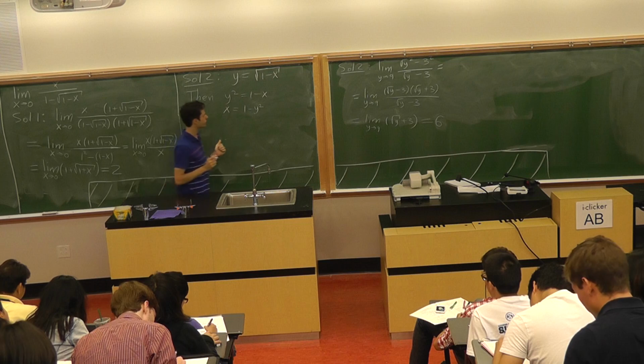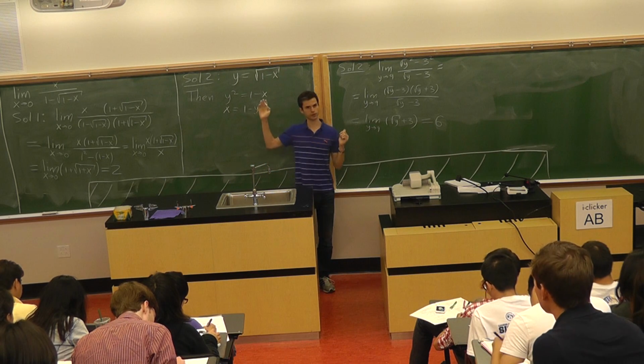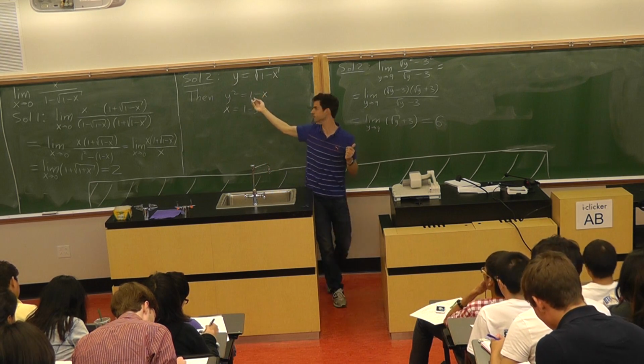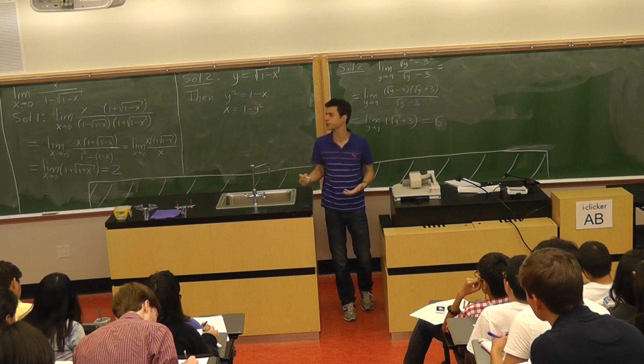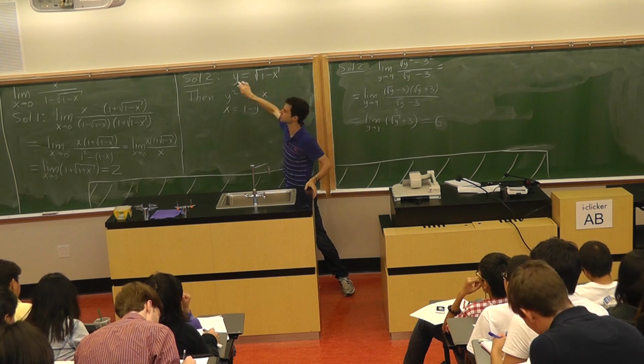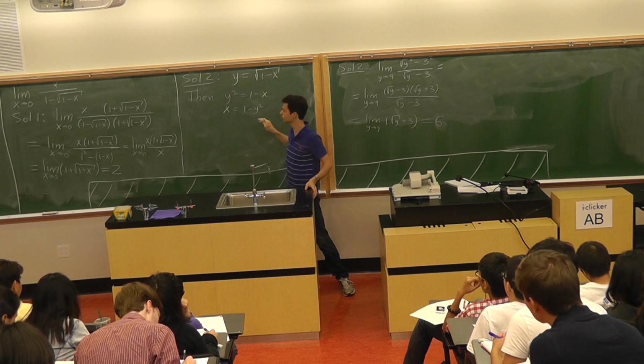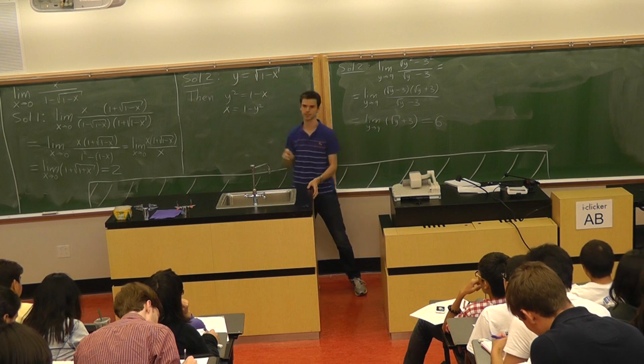So when I introduce this notation, y is the square root of 1 minus x, I don't lose information. I can go from x to y, and I can also go back from y to x.